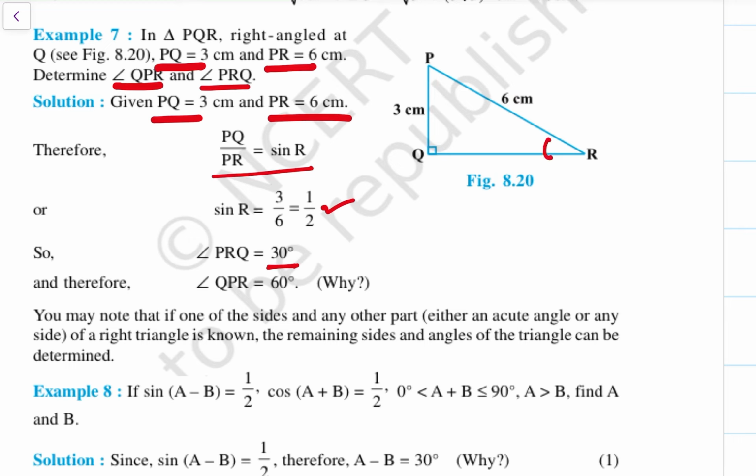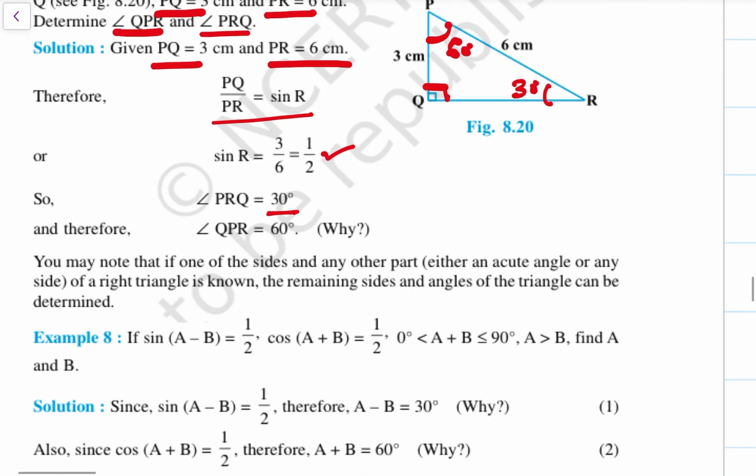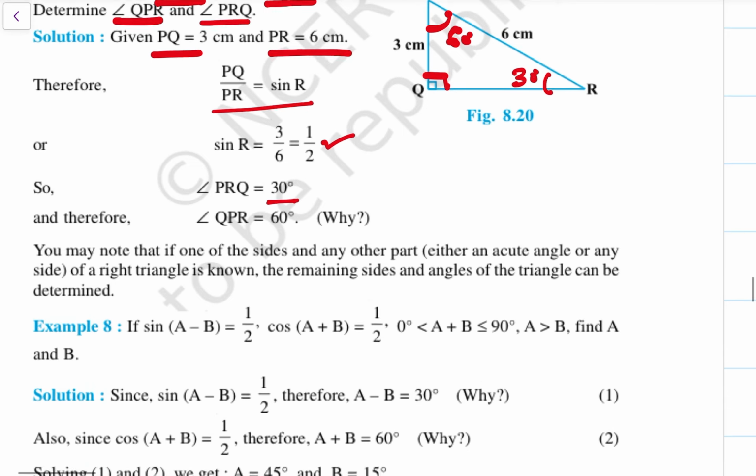Therefore, if angle PRQ is 30 degrees, obviously by angle sum property, this angle will be 60 degrees. As angle Q is 90, 90 plus 30 is 120, 180 minus 120 is 60. You may note that if one of the sides and any other part, either an acute angle or any side of a triangle is known, the remaining sides and angles of the triangle can be easily determined.